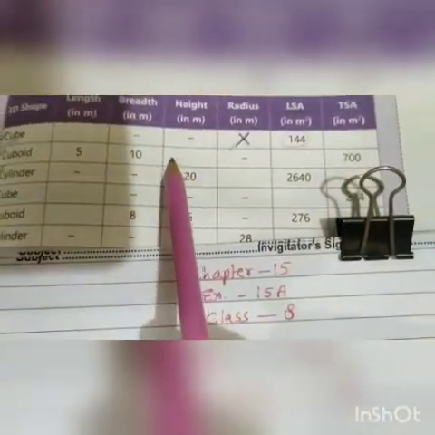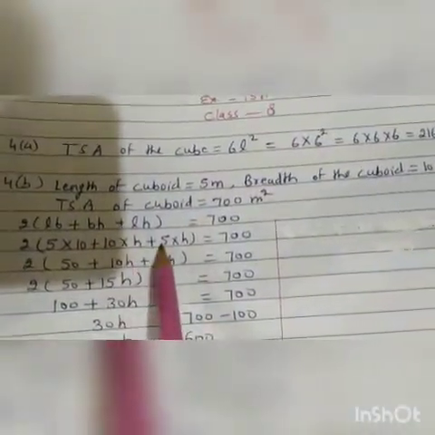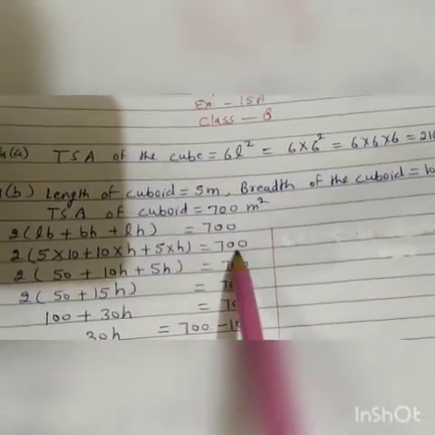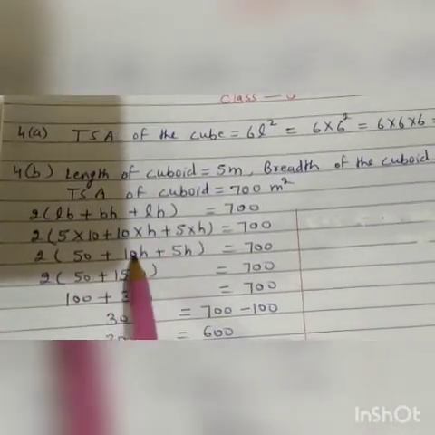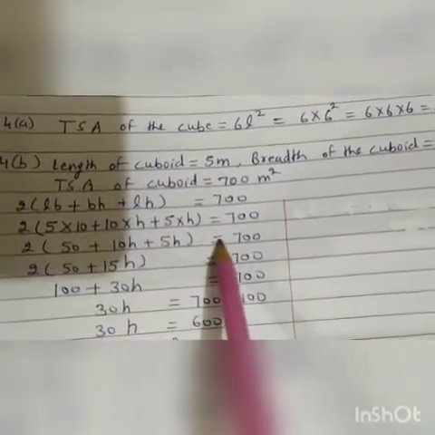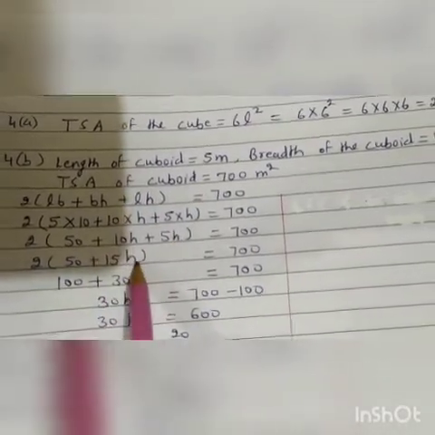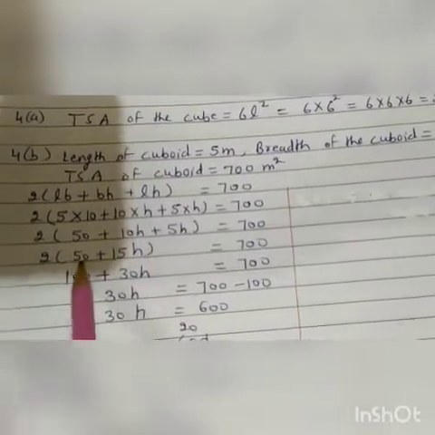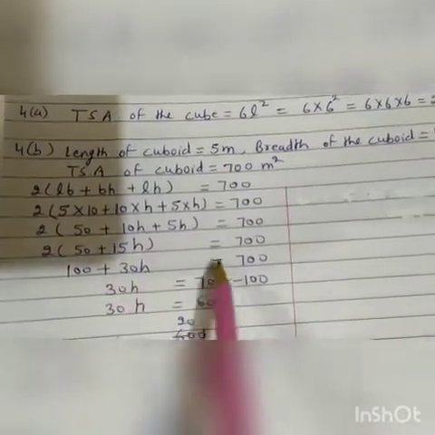See, this column is blank. So H will be written as it is, plus L is 5 meter into H, again as it is, equal 700. Now 2 bracket, 5 10s are 50. 10 multiply H is equal to 10H plus 5 multiply H is equal to 5H, bracket close, equal 700. 2 into (50 plus 10H plus 5H, 15H) equal 700. Now multiply this 2 within the bracket. 2 into 50 is 100 plus 2 into 15 is 30H equal 700.